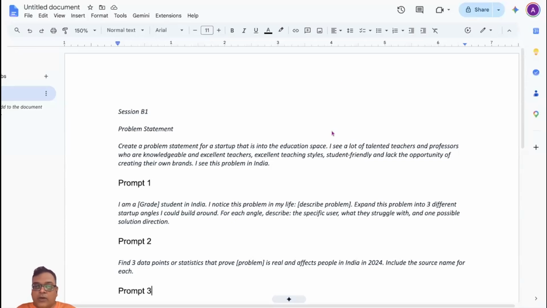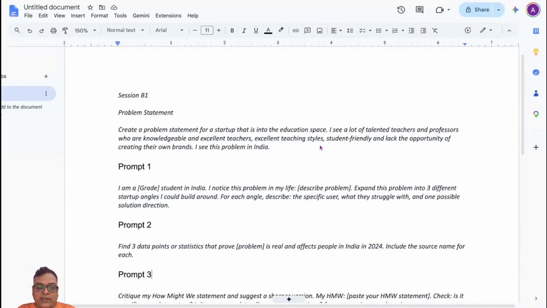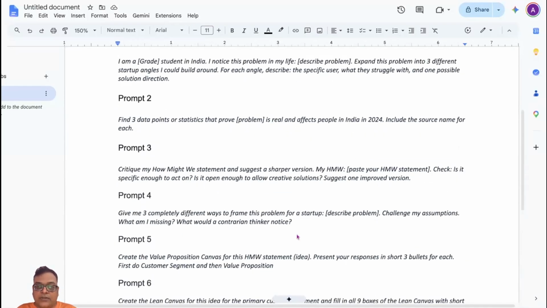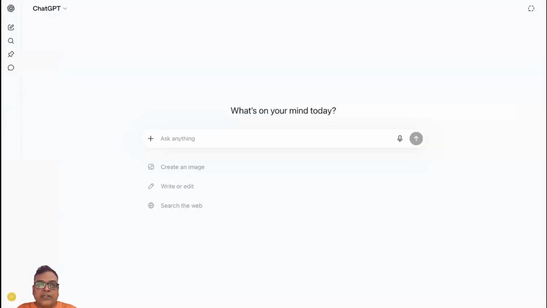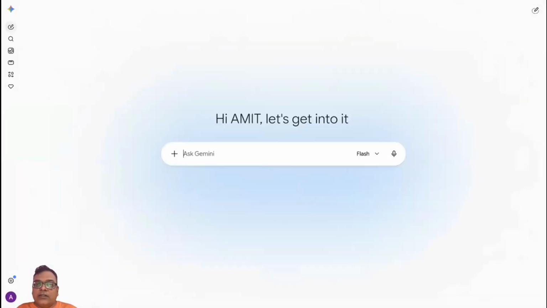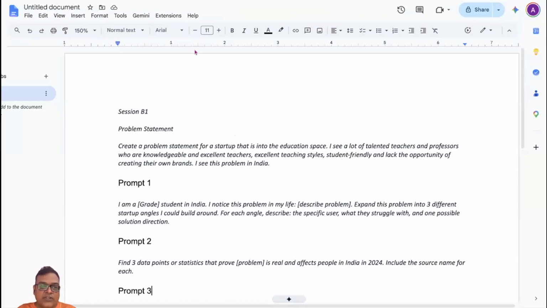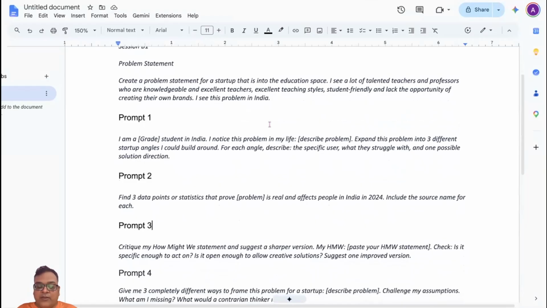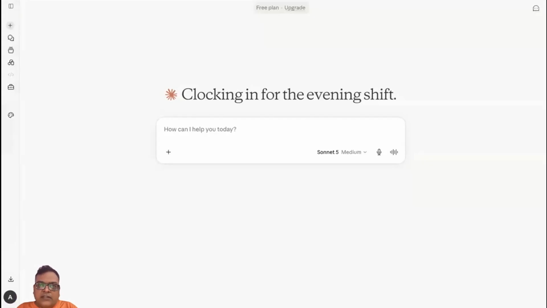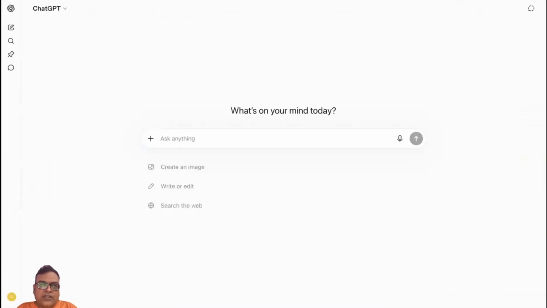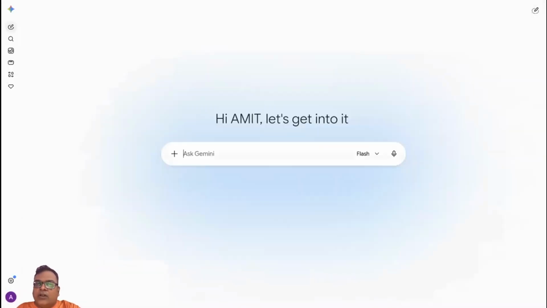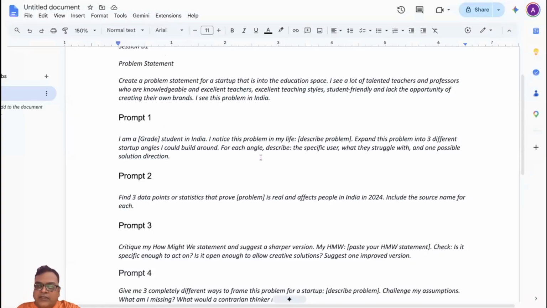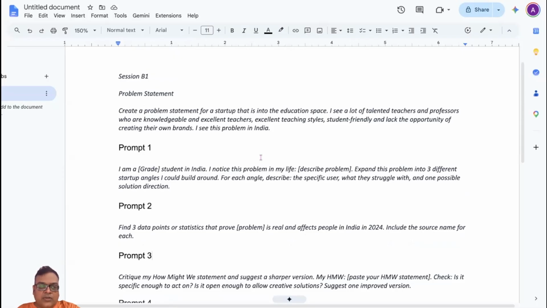Okay, so now what we're going to do is we will create the lean canvas using ChatGPT, then Claude, Gemini, and Perplexity. First we're going to generate our problem statement, then, of course, the value proposition canvas, which we've already done. Those of you who haven't signed up yet can sign up for ChatGPT, Claude, Gemini, and Perplexity, and you can use the free versions of them.